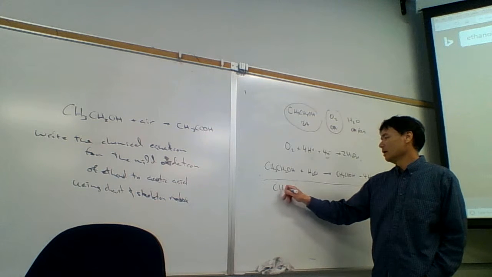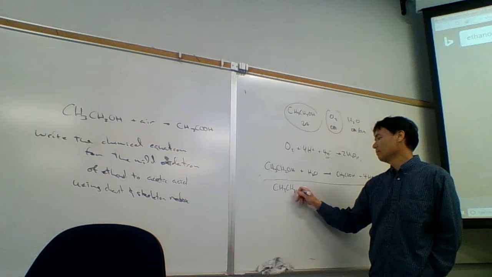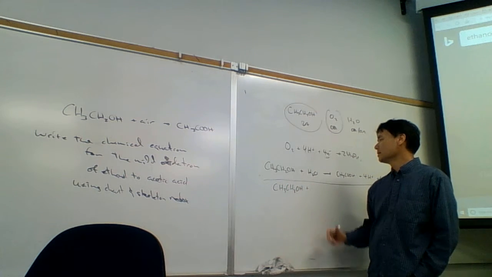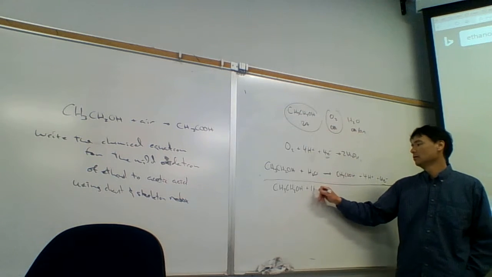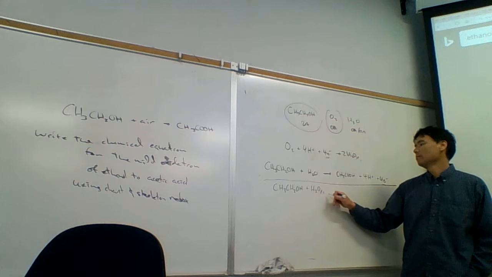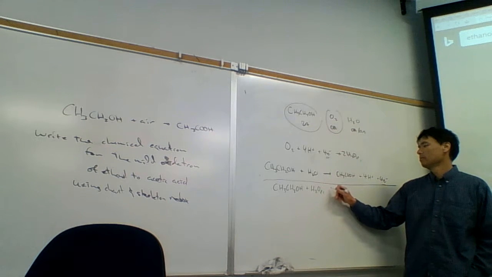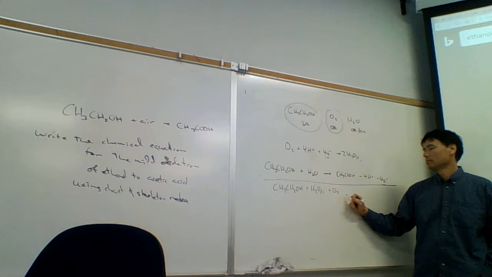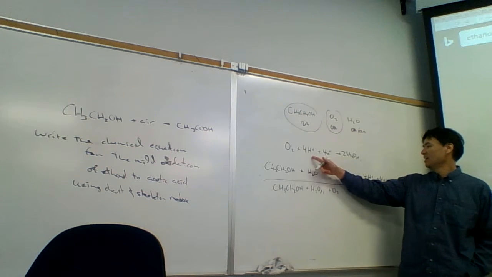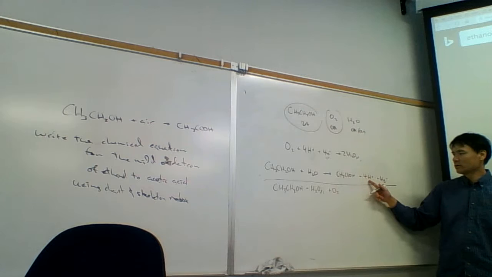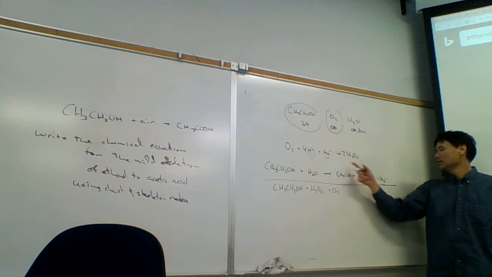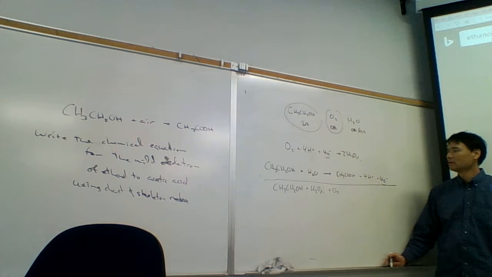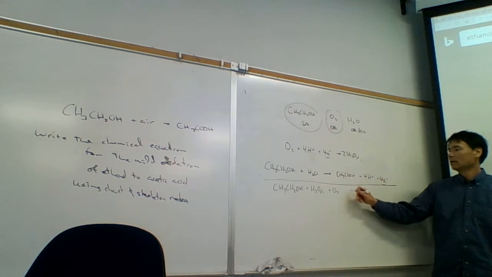What did you get? You got ethanol plus H2O plus O2. Can you leave out the hydrogen? Okay, yeah, the 4 hydrogen ions here, the 4 hydrogen ions here, so the H ions cancel. The electrons cancel too. Okay, and then what?